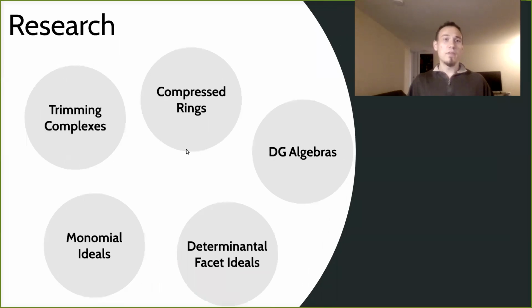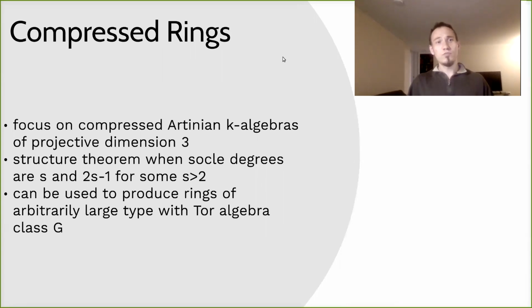So let's move on. The next thing we have is compressed rings. For compressed rings, in my case, I've mainly focused on Artinian K-algebras of projective dimension 3. I have a structure theorem for when the socle degrees are s and 2s minus 1 for any s greater than 2. The main punchline that comes out of this work is the surprising fact that this can be used to produce rings of arbitrarily large type with Tor algebra class G.